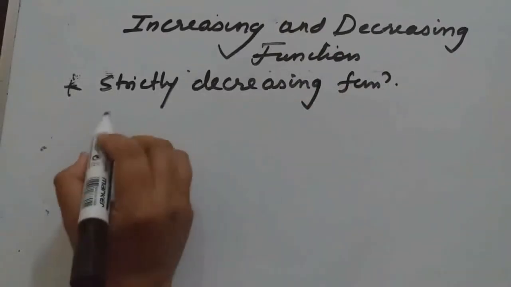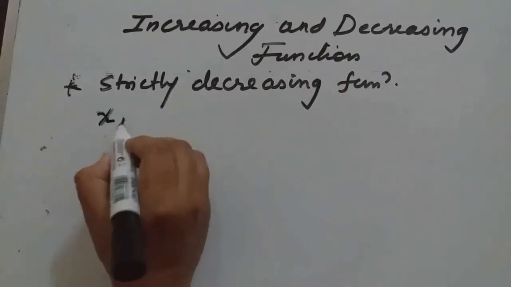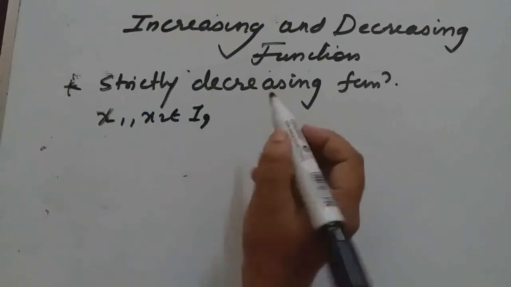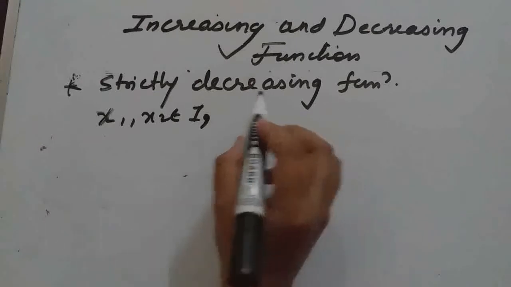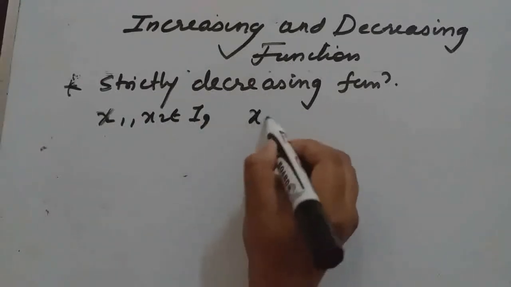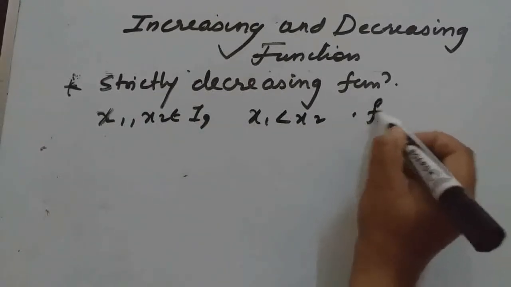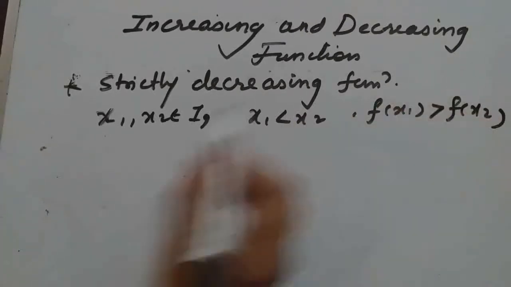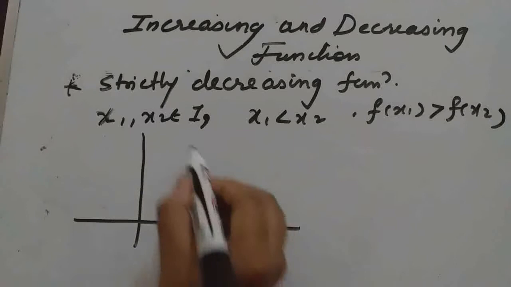Strictly decreasing: again let one interval I, and x1, x2 belong to that particular interval. Then x1 is less than x2 and f of x1 is strictly greater than f of x2. So here we can take an example of this graph.